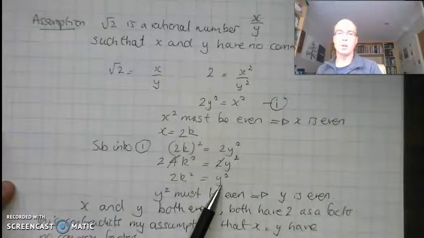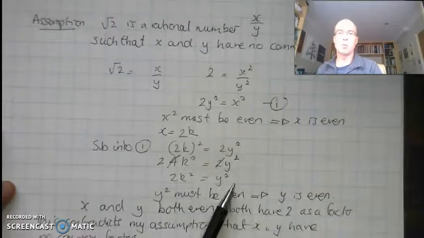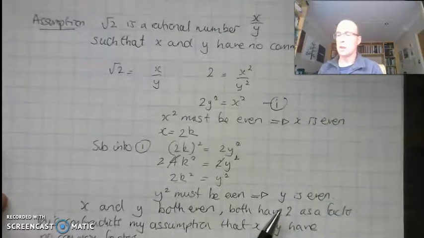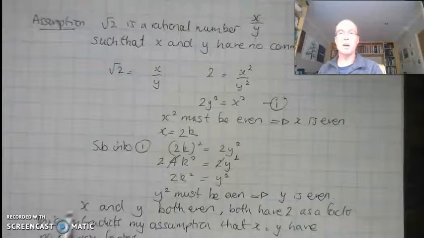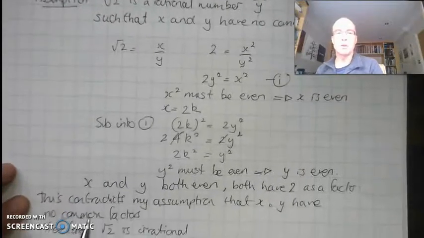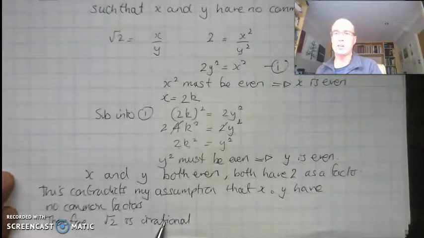We can divide by 2, which then proves that y squared must be even. So y is even. Y also has a factor of 2. So x and y both have a common factor, which is 2, so we'd be able to simplify that expression down. Contradicts our assumption, therefore we can state our conclusion that root 2 is irrational.